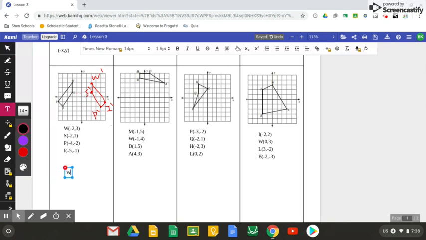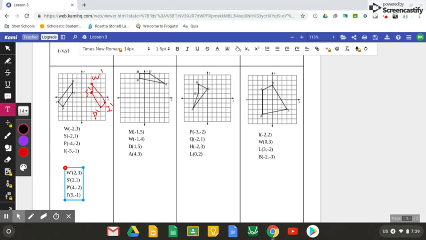And of course, if I were to write these, W prime is negative 2, 3. Oh, sorry, that was W. It's 2, 3 now. S prime is 2, 1. P prime is 4, negative 2. And then I prime is 5, negative 1.